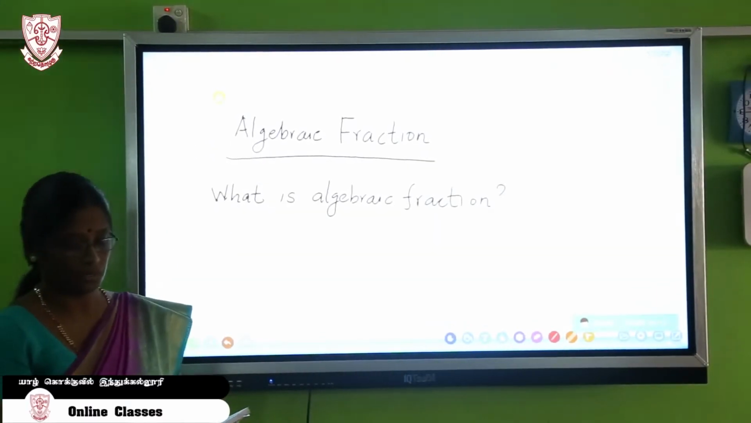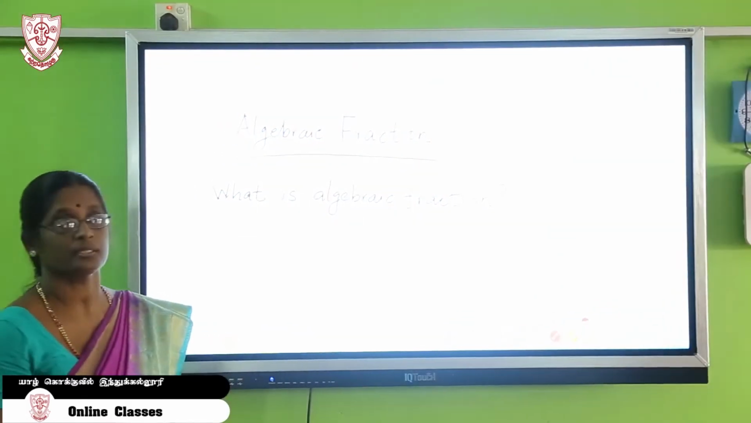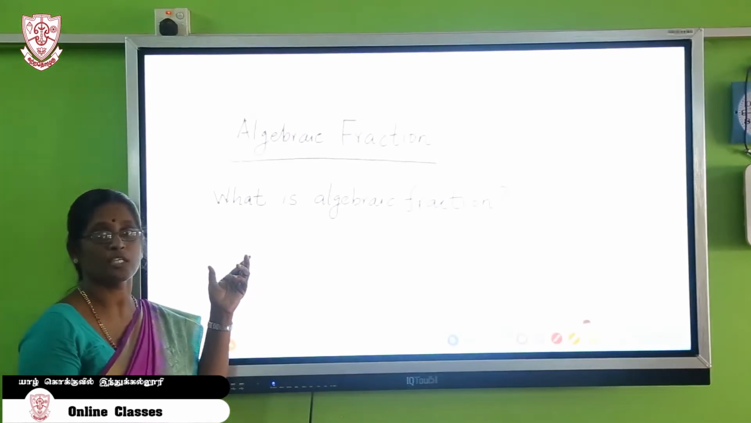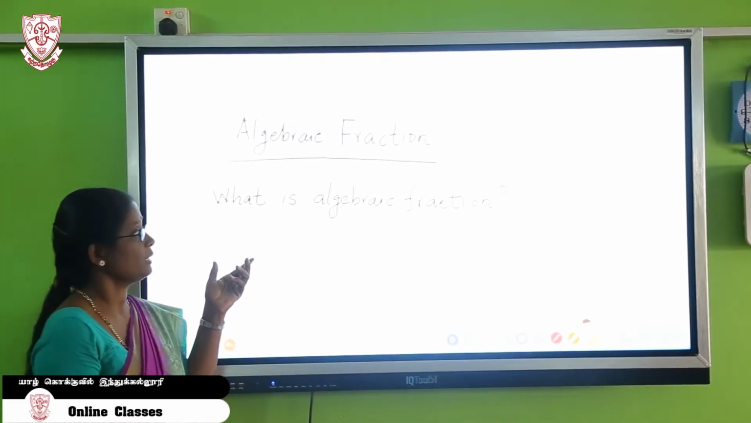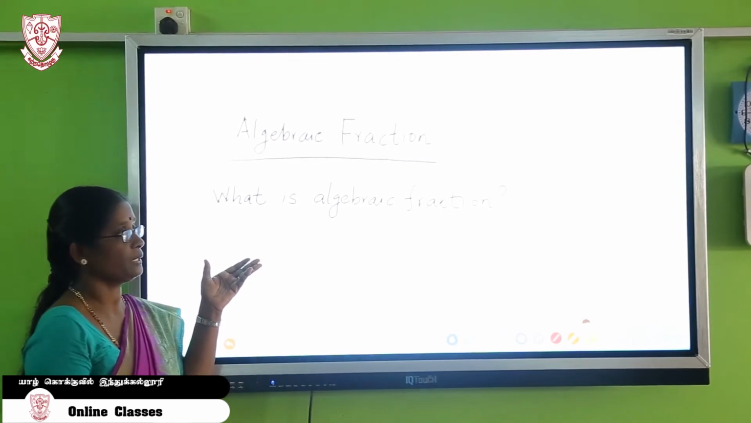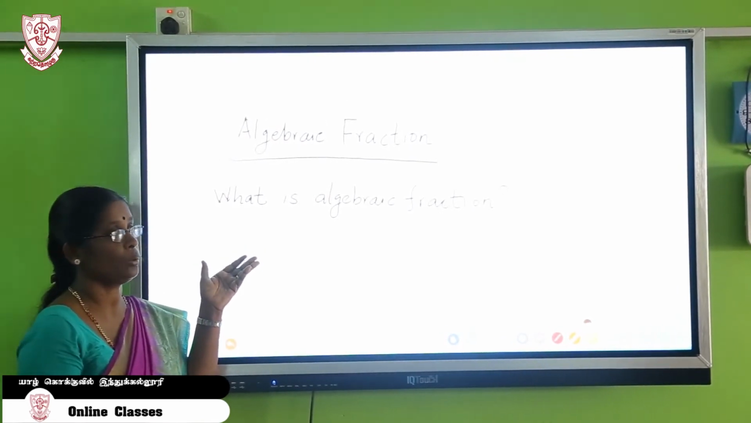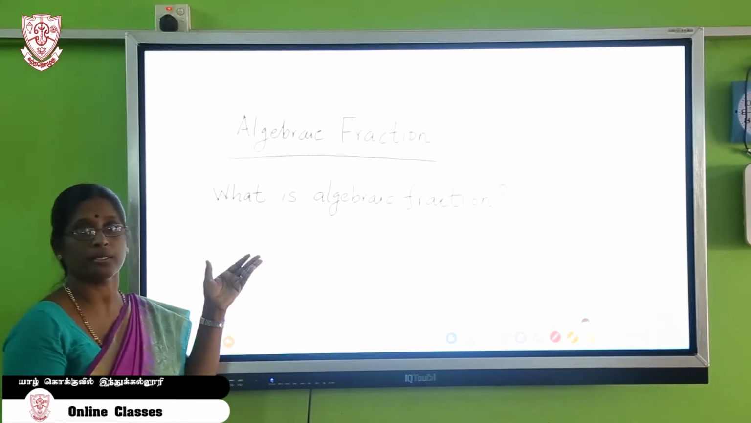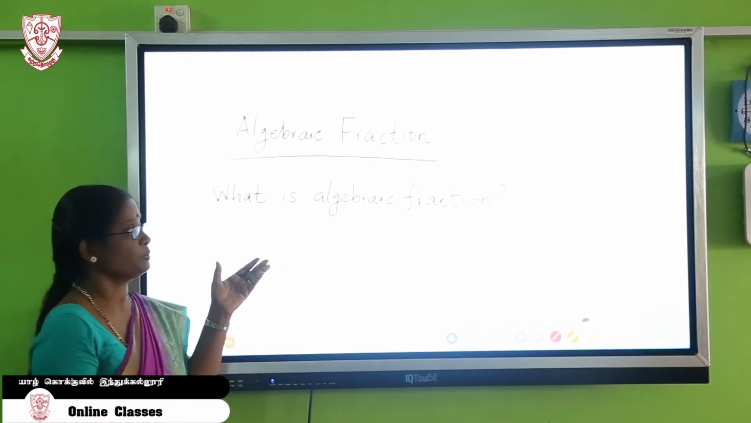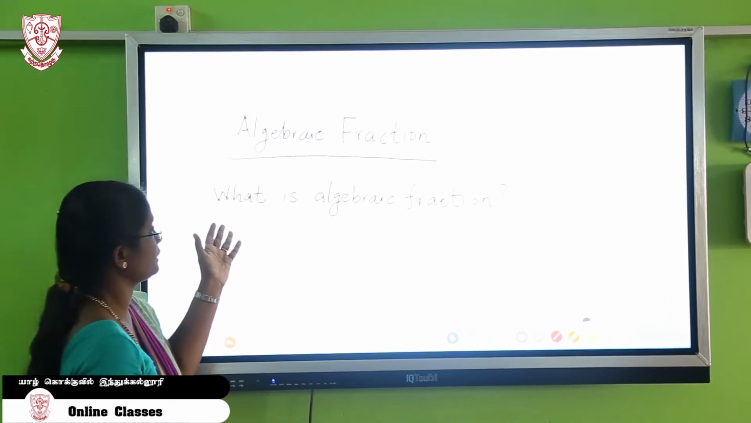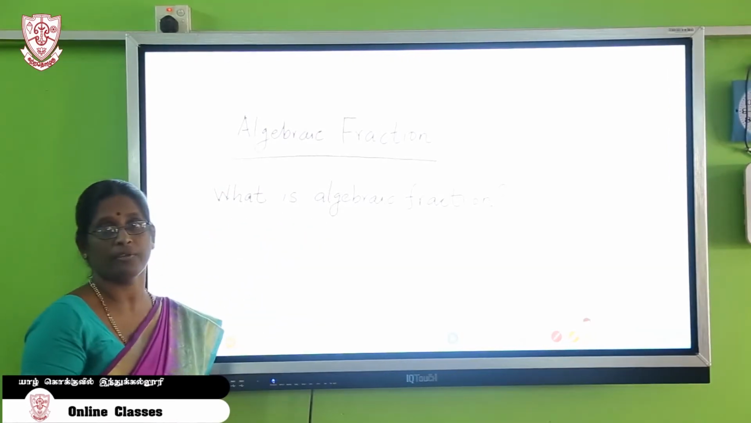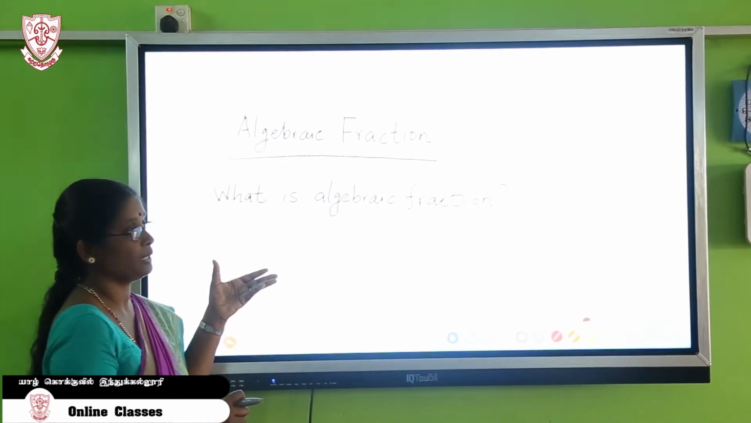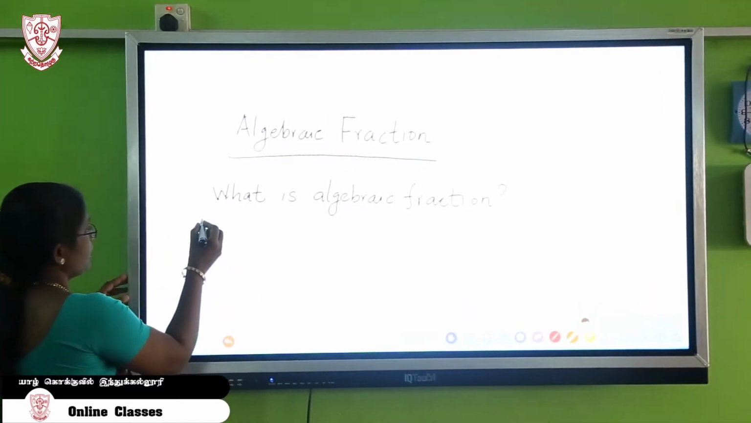An algebraic fraction means a fraction where the numerator and the denominator have an algebraic expression, or only the numerator has an algebraic expression, or only the denominator has an algebraic expression, or both the numerator and the denominator have algebraic expressions. These are called algebraic fractions. So, how do we write an algebraic fraction? Look at this example.